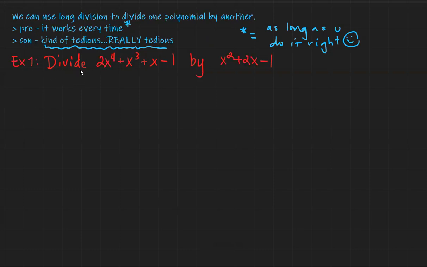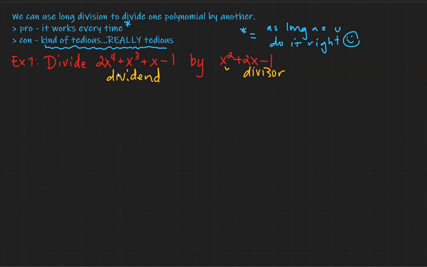So for example 1, we're going to divide 2x to the 4th plus x cubed plus x minus 1 by x squared plus 2x minus 1. Okay, so we're dividing by this. This is our divisor. Whatever we divide by is our divisor. And this is the dividend.